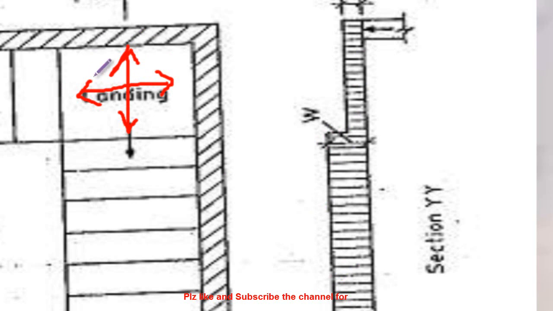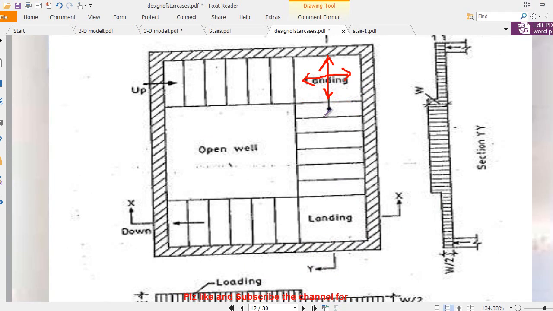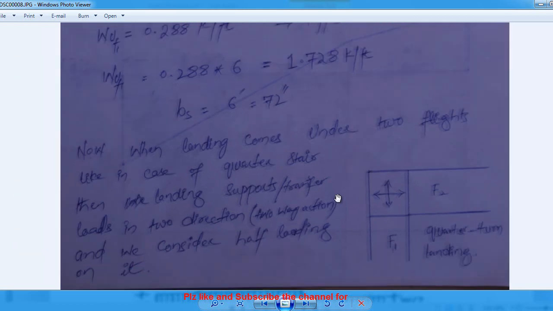So here we consider the total loading on the landing and divide that by 2. This means we consider 50% of the total load. We halve that load because it is distributed in two directions, as we did in the calculation of two-way slab analysis. This is a very important point. You must consider this.